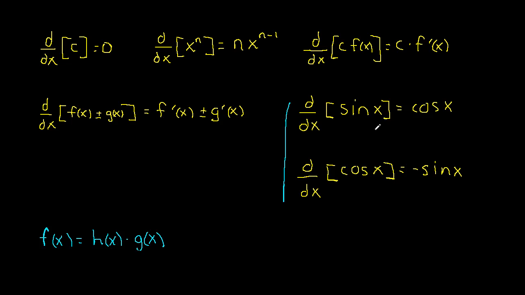We derived that using the limit process, f of x plus h minus f of x over h, and we took the limit as h went to 0. We didn't do that for cosine, but we could, and if we did, we would get negative sine describing the slope of any tangent line to the cosine curve. Again, a pretty amazing thing.